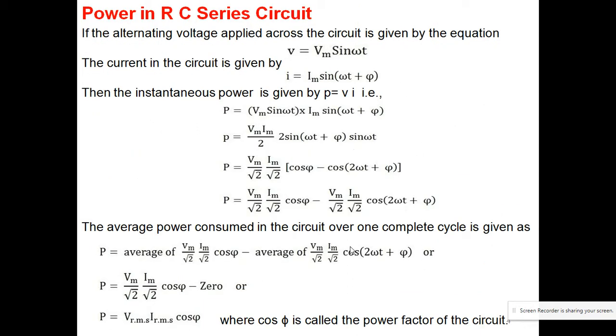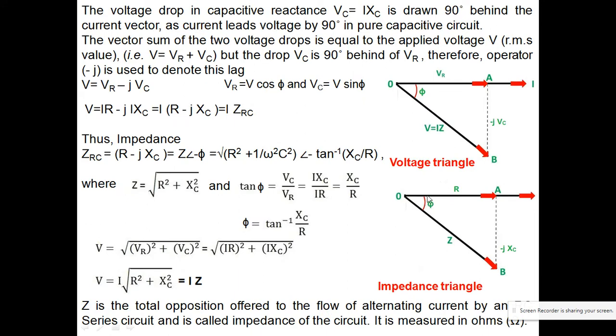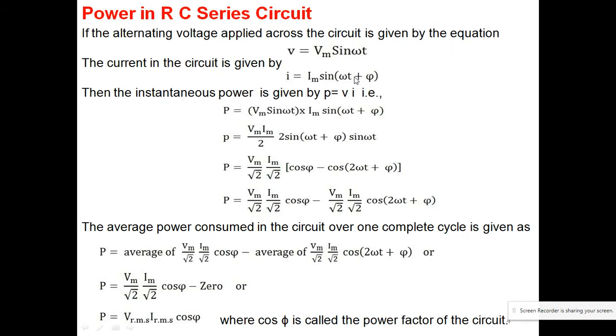Now we will see the power in the RC circuit. This is our applied voltage and this is our current, because you can see from the voltage triangle or impedance triangle that the current leads by angle phi. So I am putting sin omega t plus phi here. Then the instantaneous power is calculated by this formula, which we use every time, so it is a very simple thing.